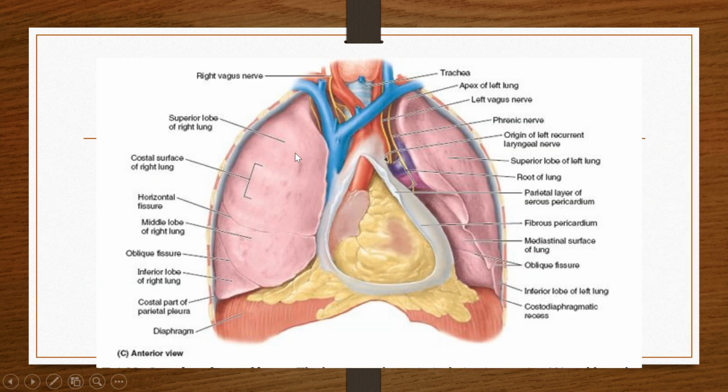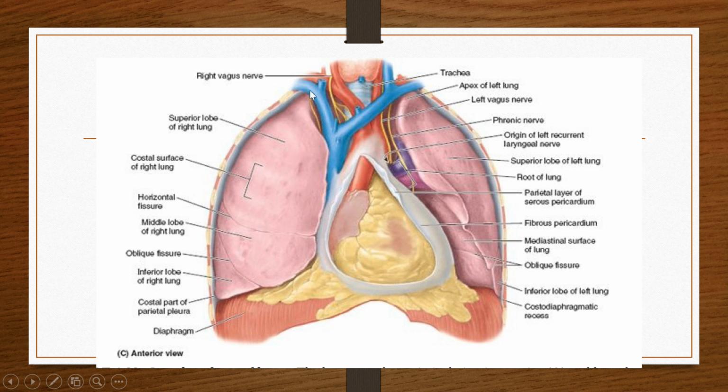Again, the same diagram. These are lungs. See here, this is the apex of the lung. This is the costal surface. Here it will be the base, or the inferior surface, or the diaphragmatic surface. And this one is the mediastinal surface of the lung. This is the pericardium, which is the covering of the heart.